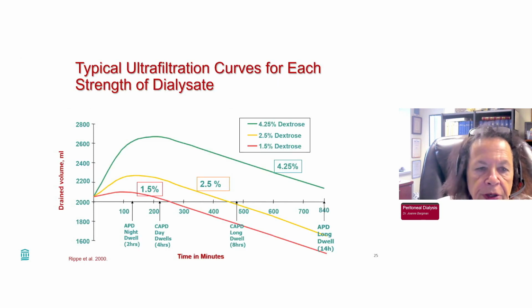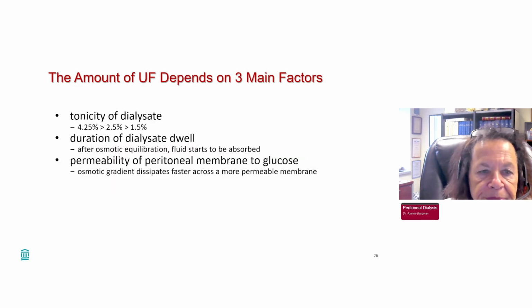So this is a computer-generated ultrafiltration curve just showing the difference for each strength of dialysis. So you have the 4.25 in green, and you can see there's way more ultrafiltration and it lasts longer. And then as you go to the 2.5 and the 1.5, you can see you get less maximum ultrafiltration and it goes away sooner. But with either the 2.5 or the 1.5, you can see that if you leave it in long enough, you end up with net reabsorption.